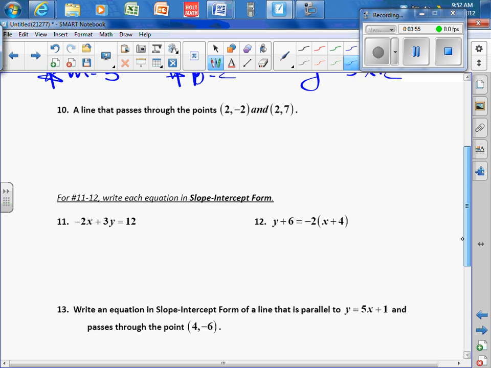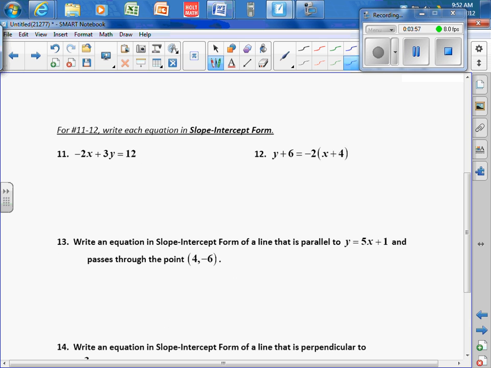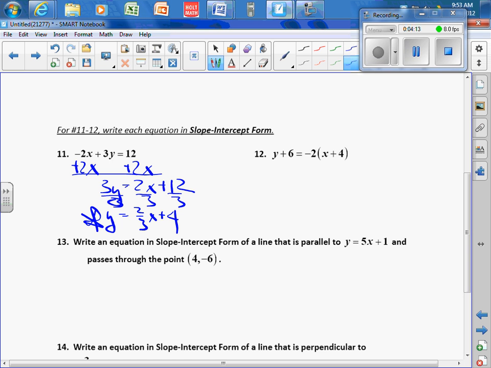Number 11, we're writing in slope-intercept form, which means we need to get the y by itself. Add 2x to both sides. 3y is equal to 2x plus 12. Divide everything by 3. And you get y is equal to 2/3 x plus 4. That's your equation in slope-intercept form.